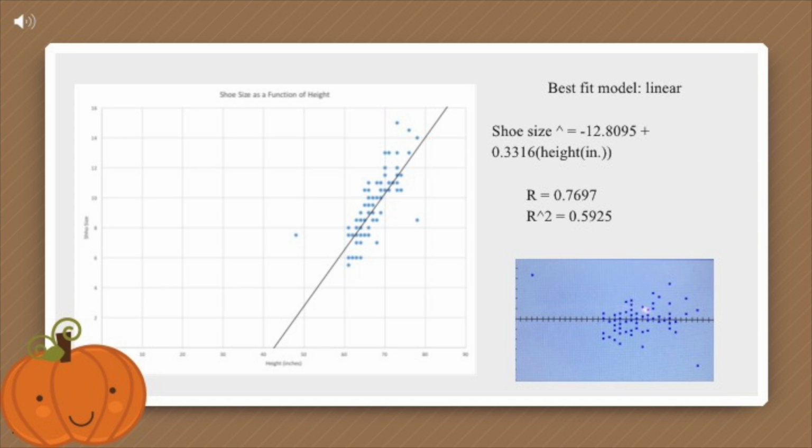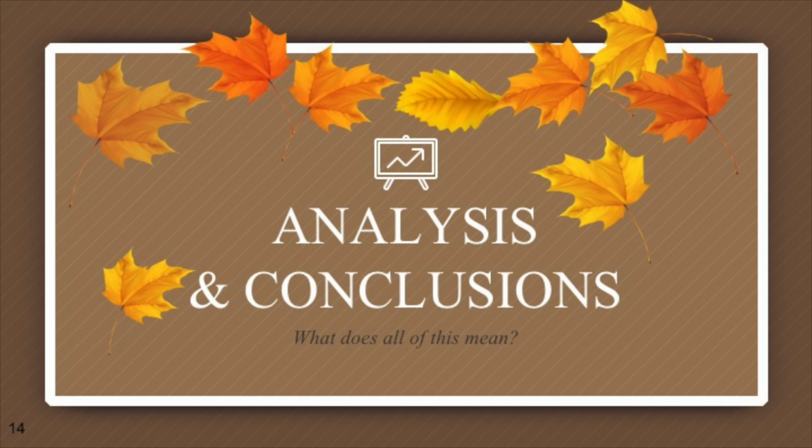R squared equals 0.5925, which means that 59.25% of the variability in the shoe size can be explained by its approximate linear relationship with the height in inches. Our residual plot also shows a relatively random scattering of residuals with few outliers, which means that our best fit model is a pretty good match.